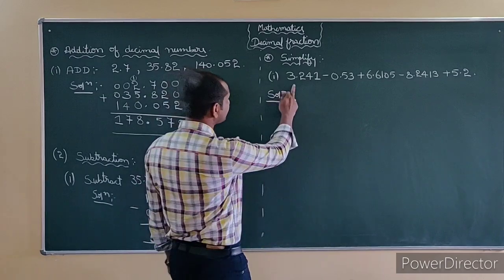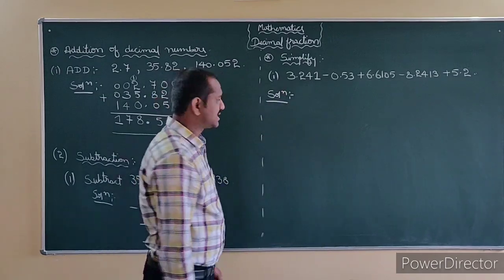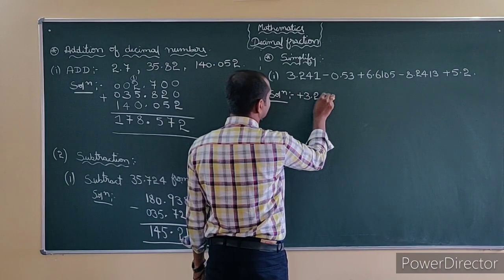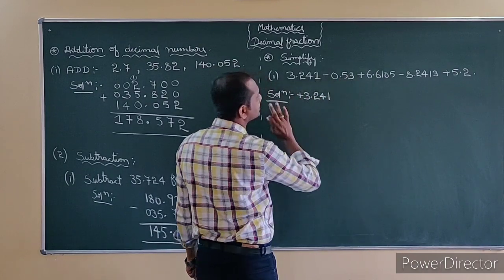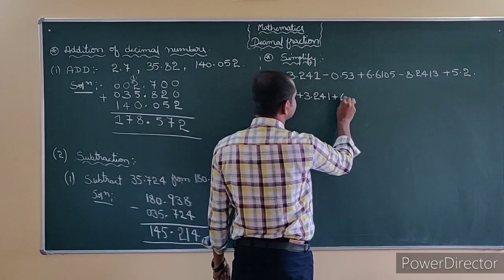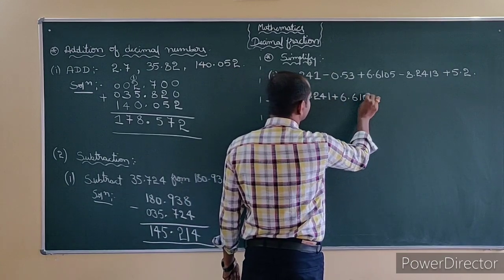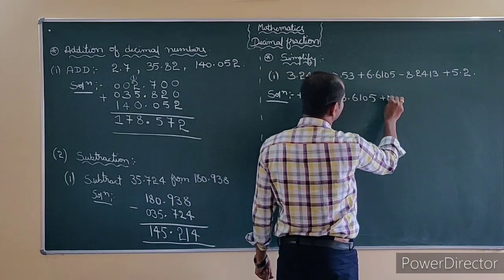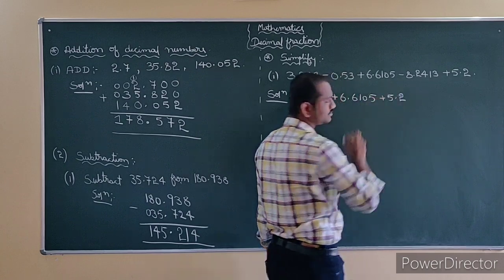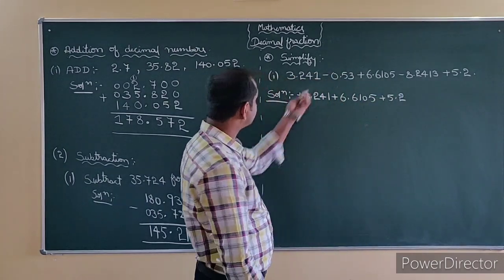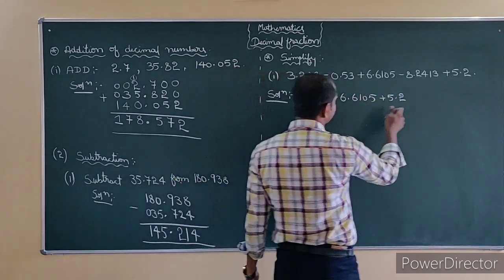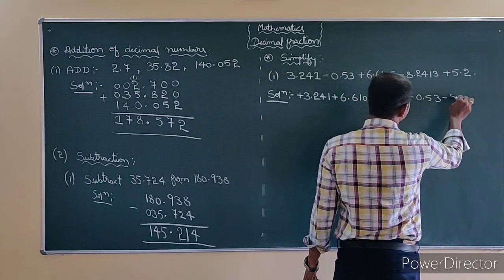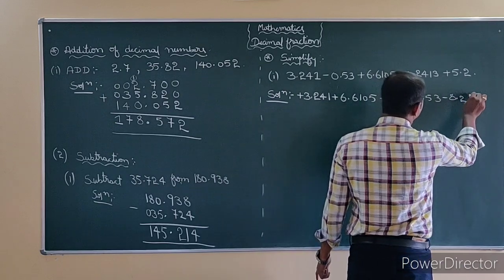See here. What is the sign of the first number? Plus. Let us bring all plus together. That is 3.241. Any other plus? Yes, we have plus 6.6105. Any other plus? Yes, we have plus 5.2. All plus signs I have brought together. Any minus signs? Yes, I have minus 0.53, minus 8.241.